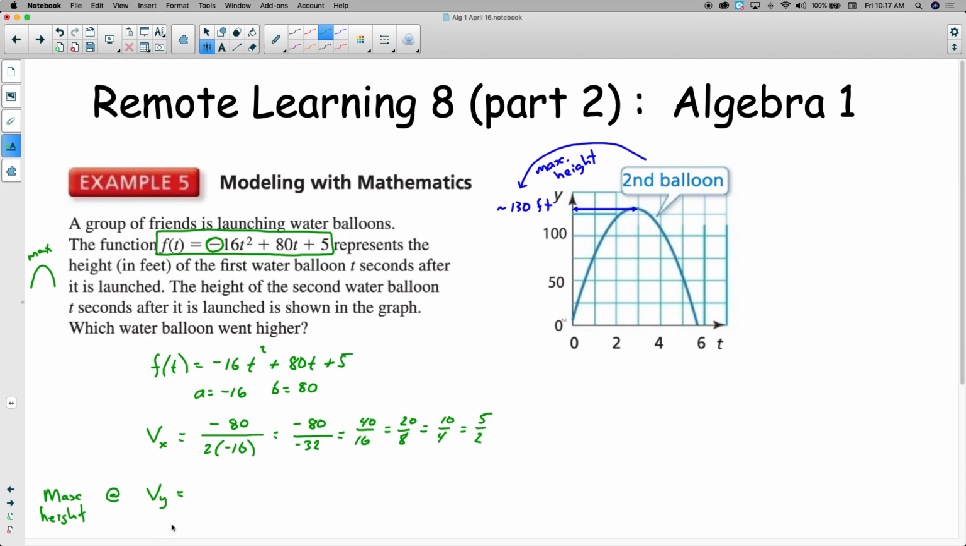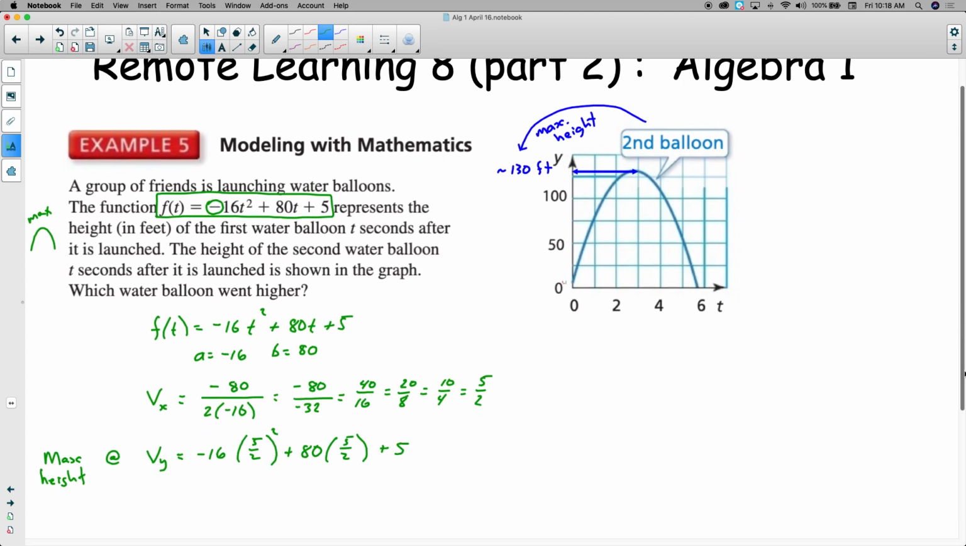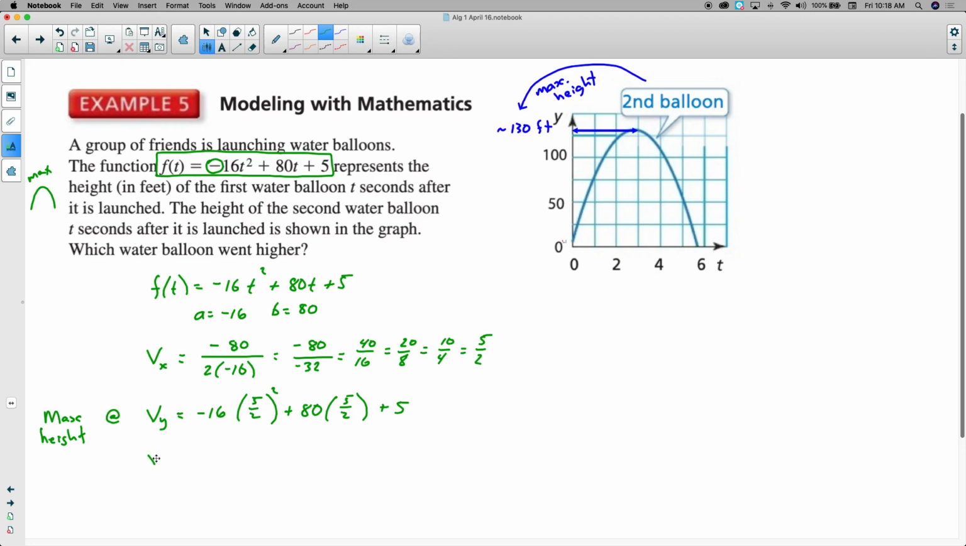is at this number. So we got to go get that number, and that's the annoying bit. So let's go ahead and do it. Negative 16 times 5/2 squared plus 80 times 5/2 plus 5. All right, how committed am I to doing this without a calculator? Well, my fraction loving friends, I'm going to do it. Negative 16 over 1 times 5/2 squared is 25/4. Plus this is 80 over 1 times 5/2 plus 5.